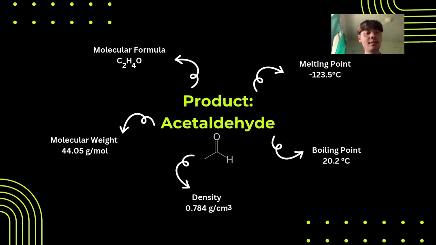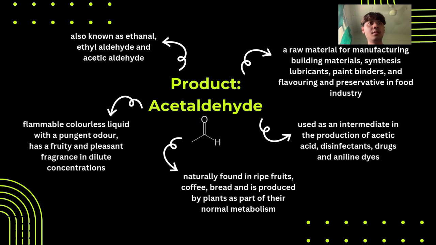As we can see here, these are some of the physical properties of our product, which is acetaldehyde. Acetaldehyde is also known as ethanal and ethylaldehyde. It is used as a raw material for manufacturing building materials. It is also used as an intermediate in the production of acetic acid, disinfectant, drugs, and aniline dyes. It can be found naturally in ripe fruit, coffee, bread, and is produced by plants as part of normal metabolism. It is a flammable, colorless liquid with a pungent odor, and has a fruity, pleasant fragrance in dilute concentration.